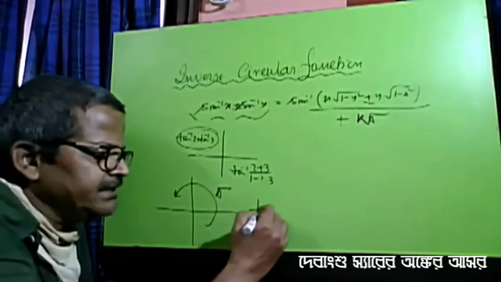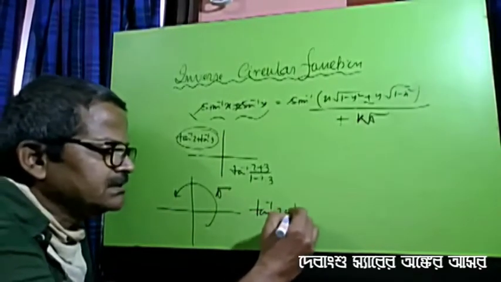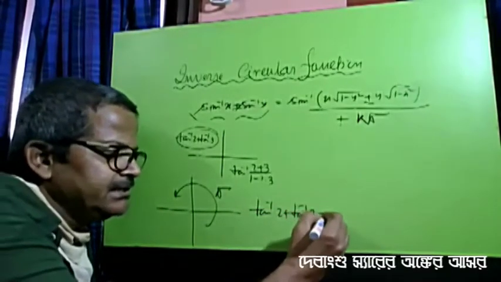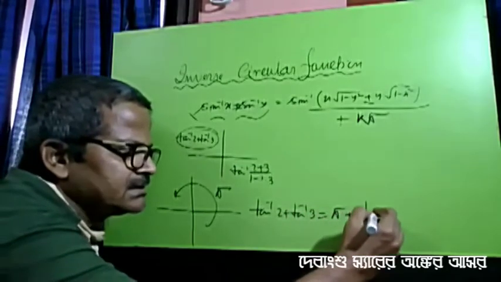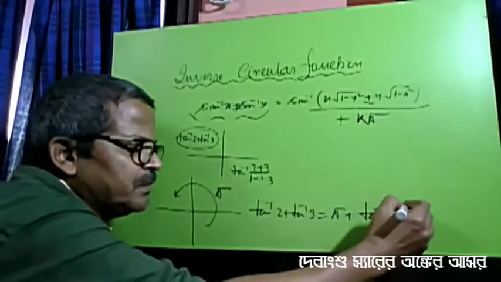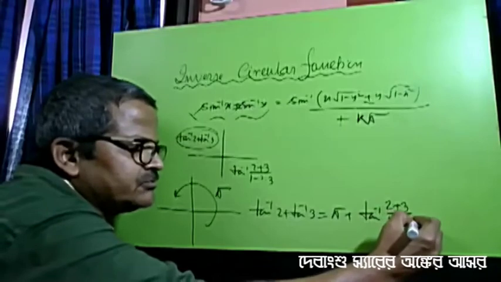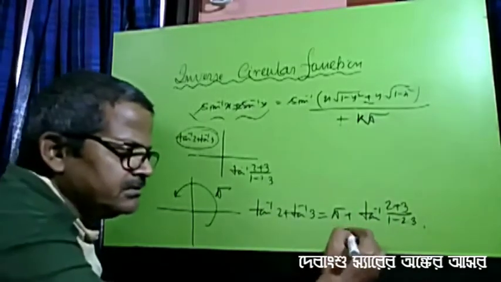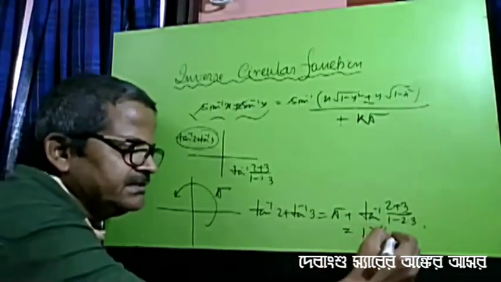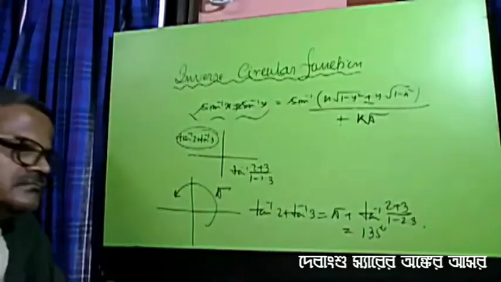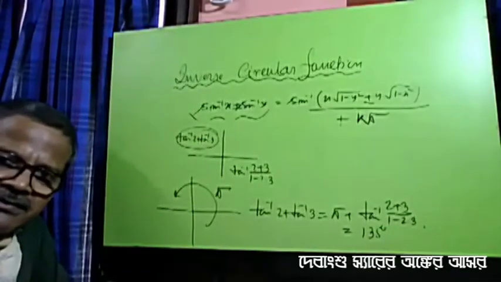That's why tan inverse 2 plus tan inverse 3 is equal to pi plus tan inverse of (2 plus 3) by (1 minus 2 into 3). Look, it is 135 degrees. Now the sum is correct.